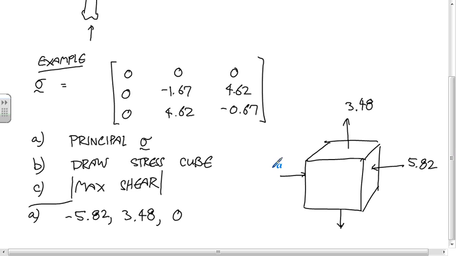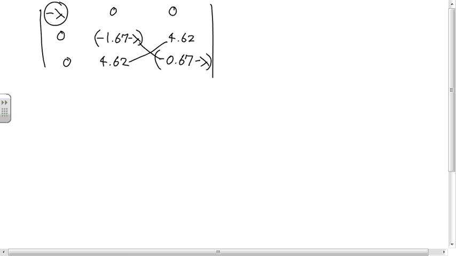I guess it doesn't bother me if you don't, because it's really hard to draw the shears. It's easy to draw the normal ones, but later when you're doing shears, it doesn't make much sense. Okay, and so the stress tensor is, you can do it with these different stresses in any one of the diagonal positions, but negative 5.82, 0, 0, 0, 3.48, 0, 0, 0, 0.